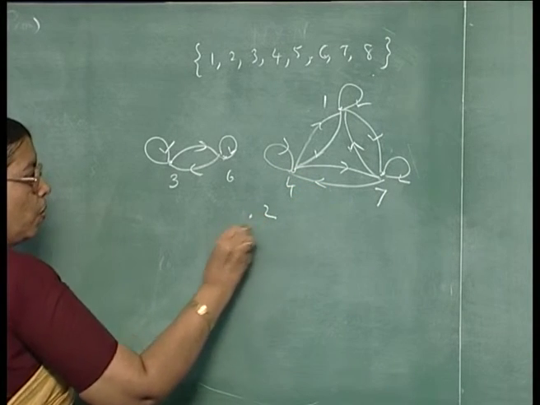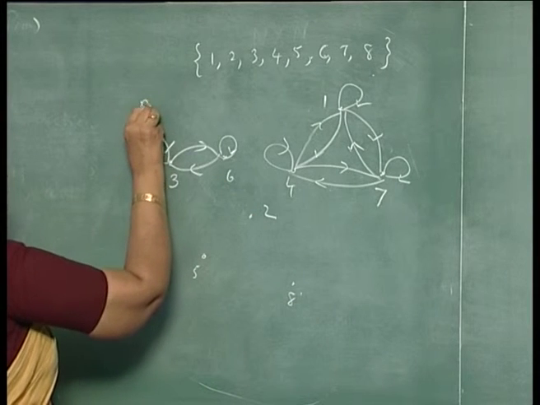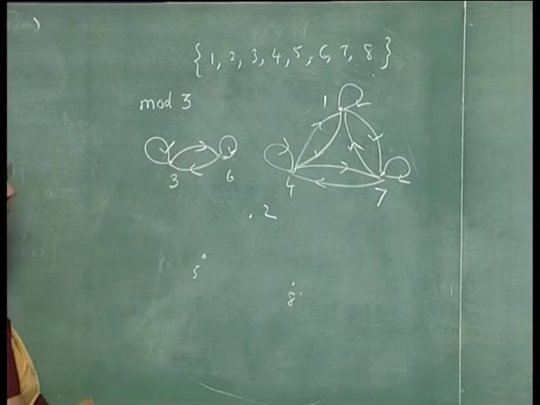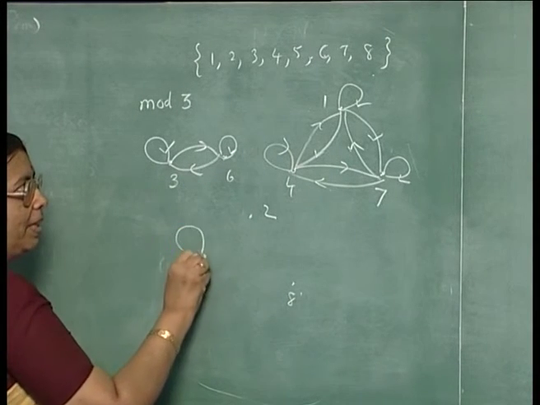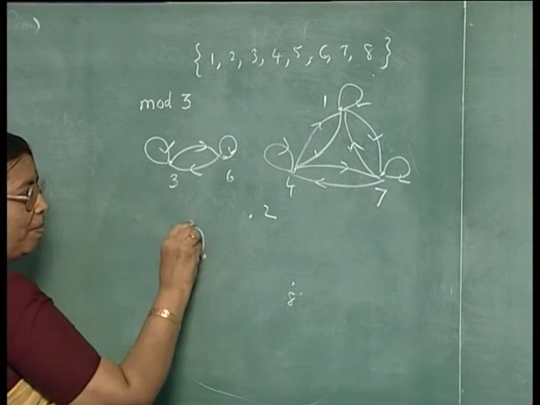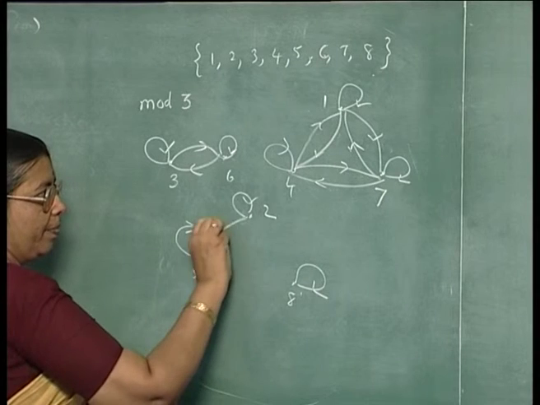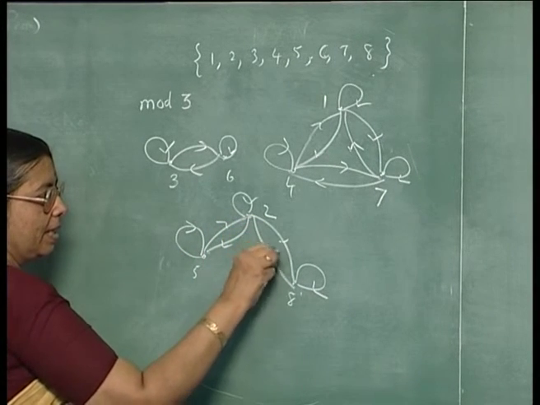And 2, 5, 8 will be, again let me remind you that we are considering the mod 3 relation. That is, 3 and 6 leave the same remainder when divided by 3; 1, 4, 7 leave the same remainder; 2, 5, 8 leave the same remainder. The digraph will look like this.